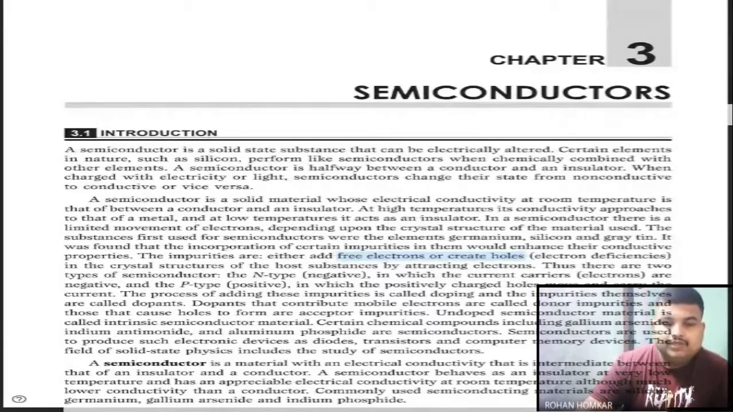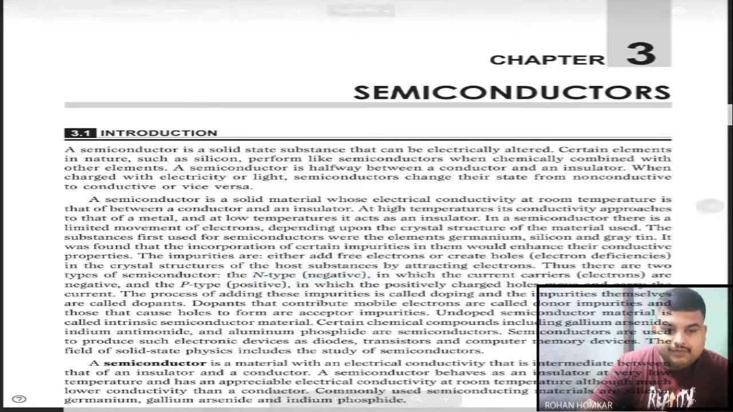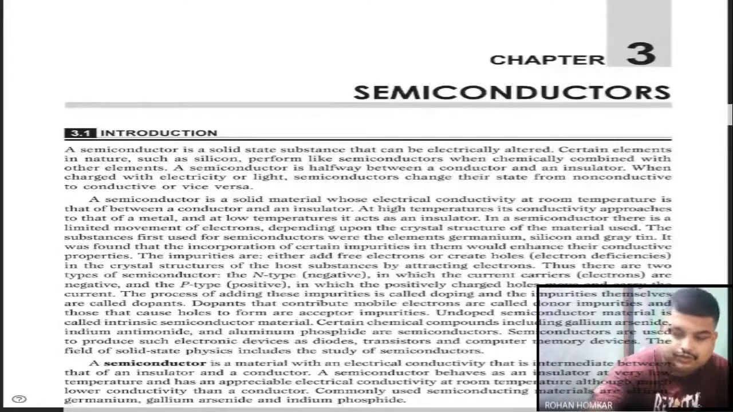Okay, so now the first one, which has extra electrons, and the other which has a deficiency of electrons, what are they called? They are called n type, where the current carriers are negative, and another one is p type. So one is called an N-type semiconductor and one is called a P-type semiconductor. Okay, so I hope it is clear to you. Okay, moving ahead with this.